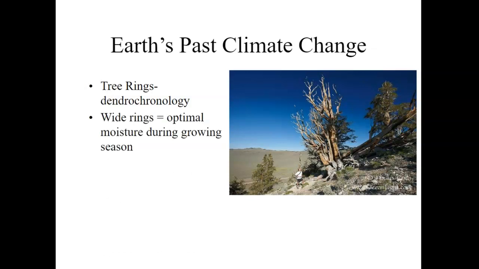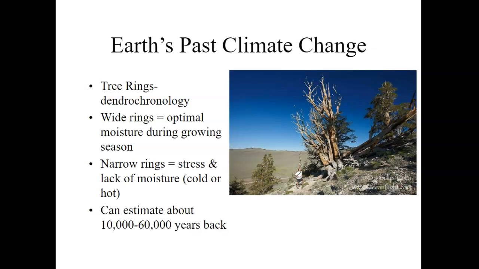Wide growth rings mean optimal moisture during the growing season, whereas narrow rings mean stress and lack of moisture, maybe cold or too hot. And you can estimate back 10,000 to 60,000 years back. Now, you might wonder, how is that possible, considering the oldest tree isn't that old?